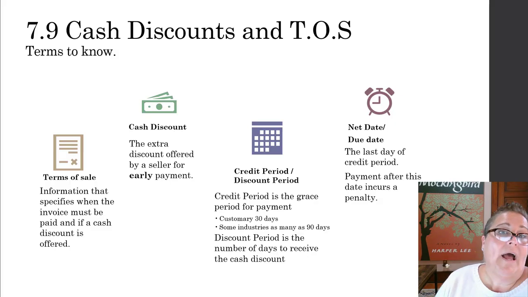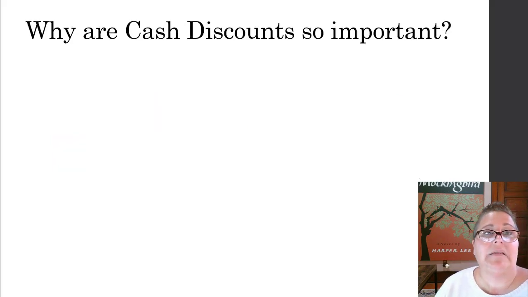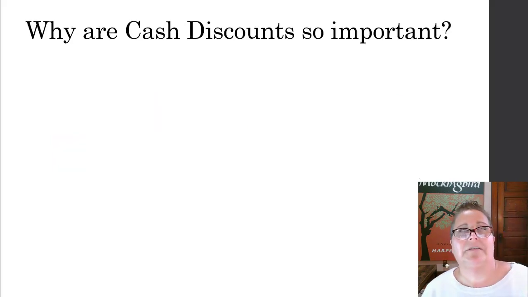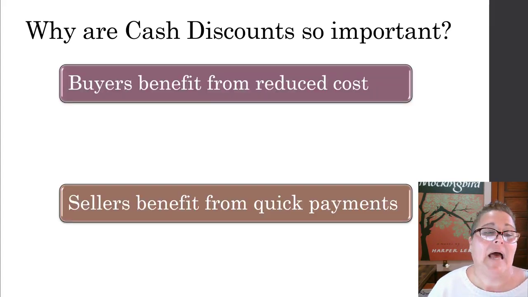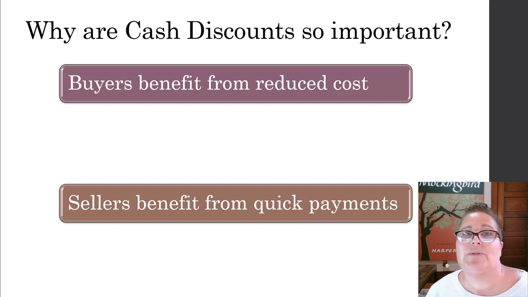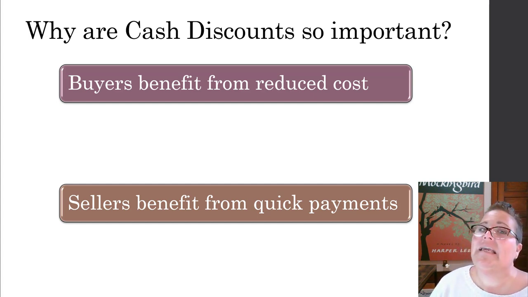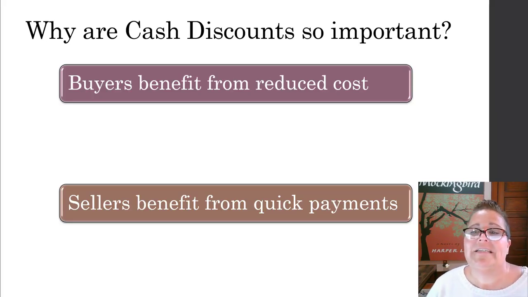Now, why are cash payments such a big deal? Cash discounts have 2 main benefits. The buyer benefits from a reduced cost. If you tell me I can get an extra 2% off, man, I'm going for it. What do I need to do?